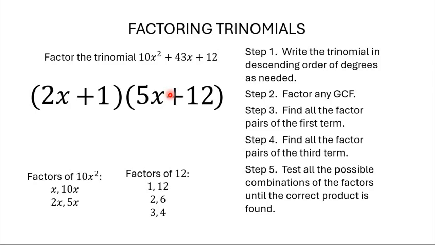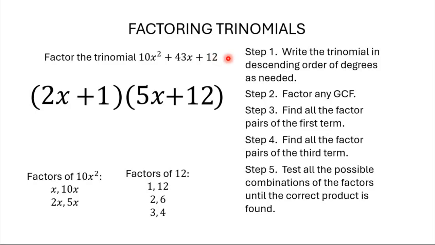I'm using 2 plus signs in both of my parentheses. These are both going to be sums. Now I'm going to just try and see. I know that first times first works out. That'll give me the 10x squared. And I know that last times last, 1 times 12 will give me 12.